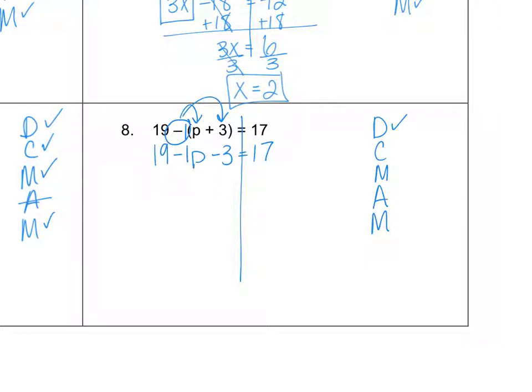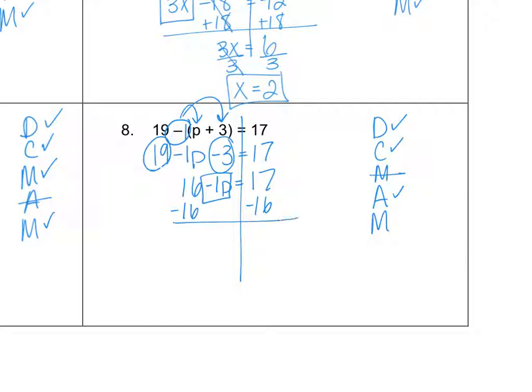From here, can I combine any like terms? Yes, I can. I have a 19 and a -3 on that left side. 19 minus 3 gives me 16. I still have that -1p is equal to 17. From here, do I need to move the variable? No, I don't. I have just 1. Let's box it. Do I need to add or subtract? I need to subtract 16 from each side to get that box by itself.